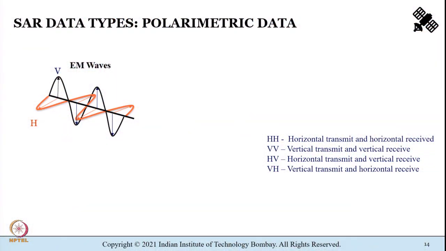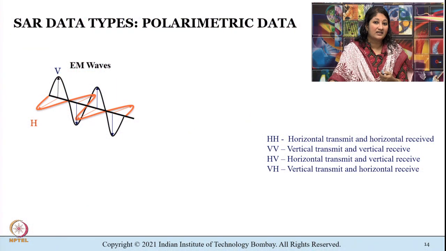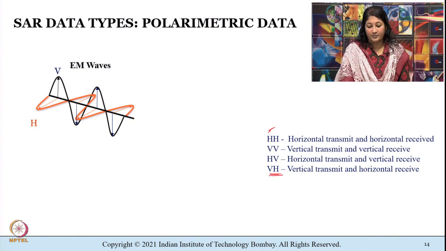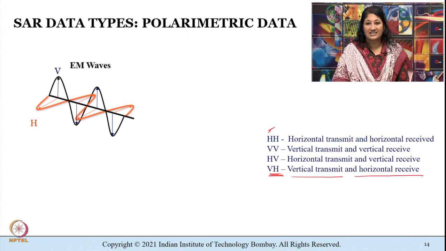Moving on, we will also get polarimetric data. We have already seen that imagery from polarimetric sensors, we often get in one of these formats or in all these formats, where H stands for horizontal polarization. Remember, by polarization I am always referring to the direction in which the electric field vector is oscillating. So, I can get an HH image, horizontal transmit and horizontal received. I can get a VV image, HV image and a VH image. Here VH means vertically transmit and horizontal received. That is polarimetric data.